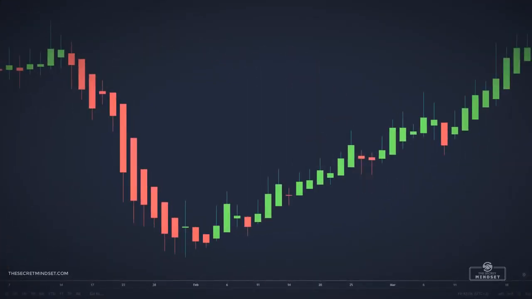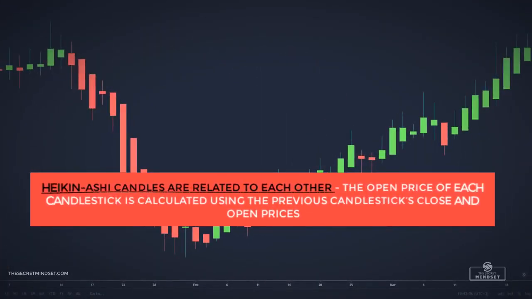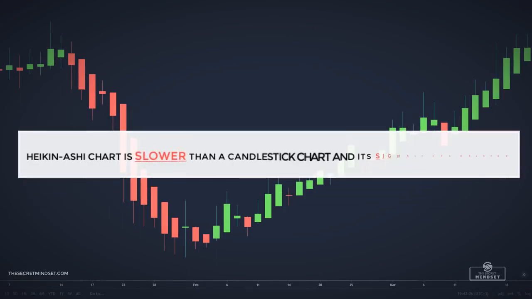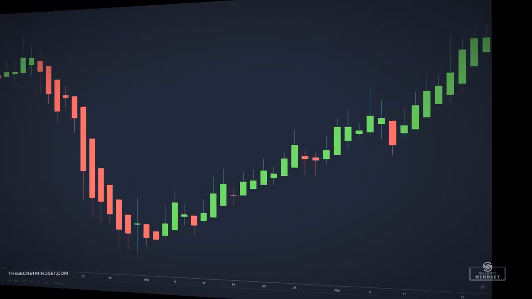So, candlesticks in a Heikin Ashi chart are related to each other because the open price of each candlestick is calculated using the previous candlestick's close and open prices. Also, the high and low prices of each candlestick is determined by previous candlestick, so a Heikin Ashi chart is slower than a candlestick chart and its signals are delayed. They work somehow like a moving average.